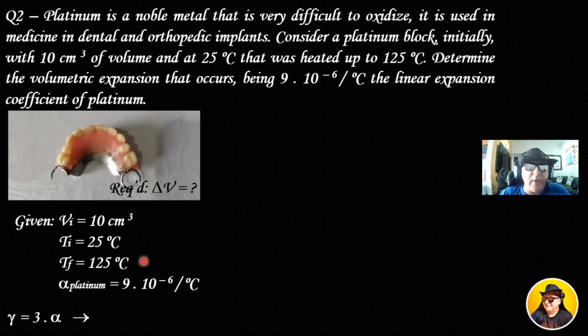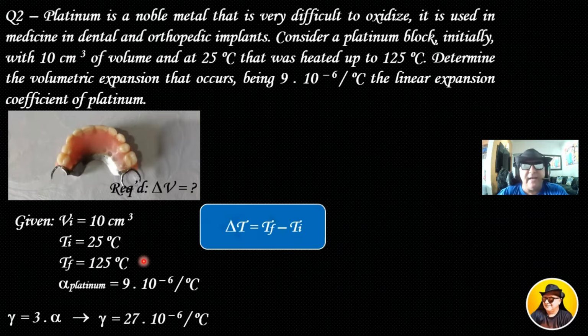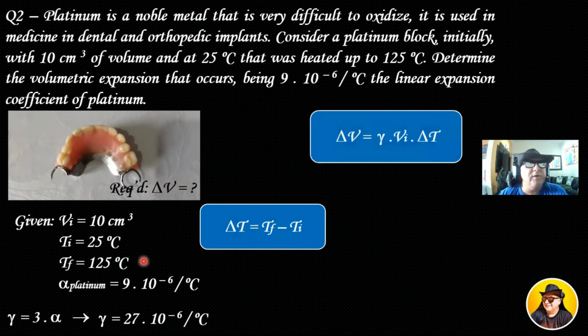Great. So we know that gamma is 3 times alpha, okay? So if alpha is 9 times 10 to minus 6, gamma is 3 times 9 is 27. So gamma is 27 times 10 to minus 6 per degree Celsius. Okay, let's do this problem in 2 steps. In 2 minutes, we can do it.